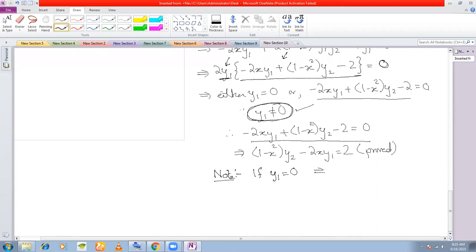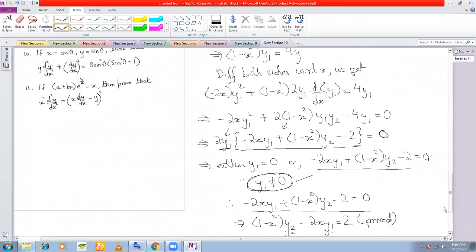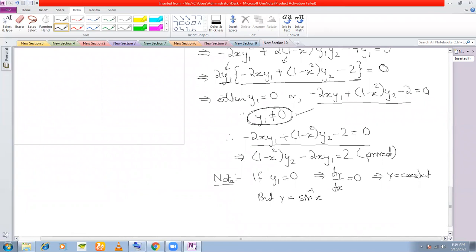But why have I taken y1 not equal to 0? Because if y1 is equal to 0, that means dy dx is equal to 0, isn't it? When is dy dx equal to 0? When y is a constant, isn't it? But y is not a constant. But y is equal to the given function, isn't it? What was the given function? Sin inverse x whole square. Y was not a constant. Y is a variable, isn't it? Which is a contradiction, isn't it? So therefore, we can assume that y1 is not equal to 0. Clear with this, Devanjan? We'll be using this over and over again. Okay.